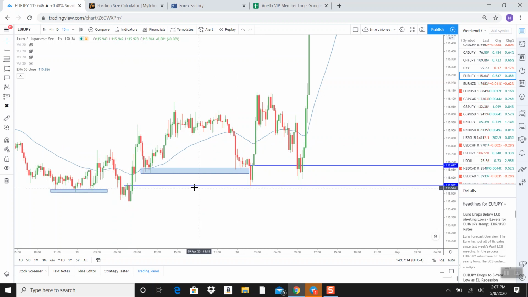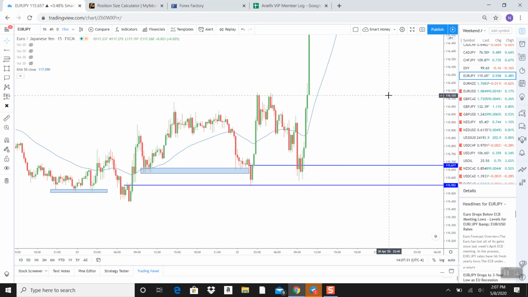Took liquidity, mitigated, filled inefficiency, just a tad bit of inefficiency, and broke structure to the upside. Easy pull back down, higher high, create a higher low, mitigate, go long. All right, so that's EJ. Hopefully that makes sense for you.